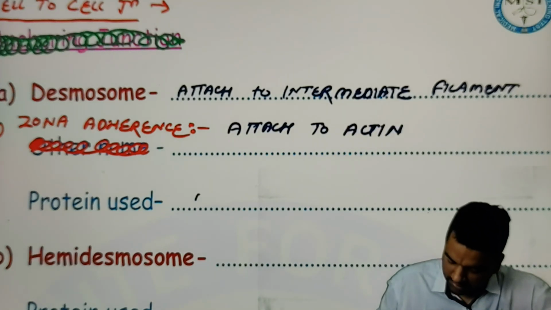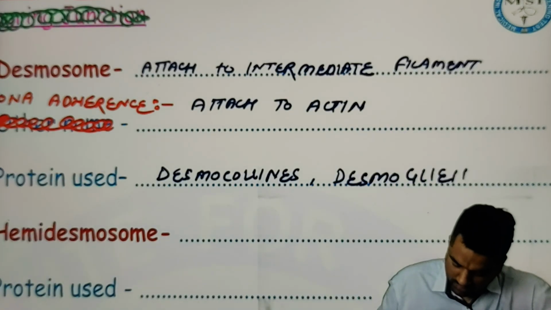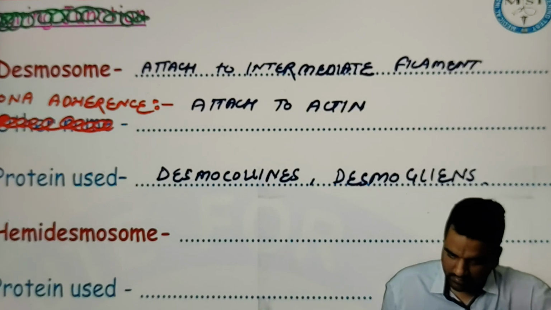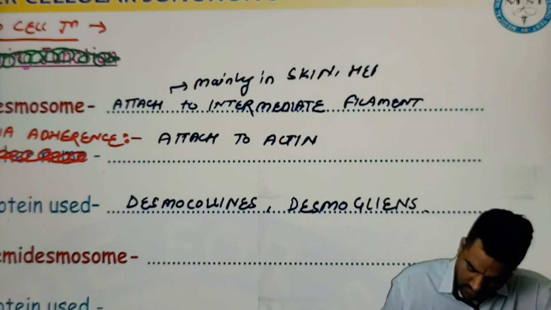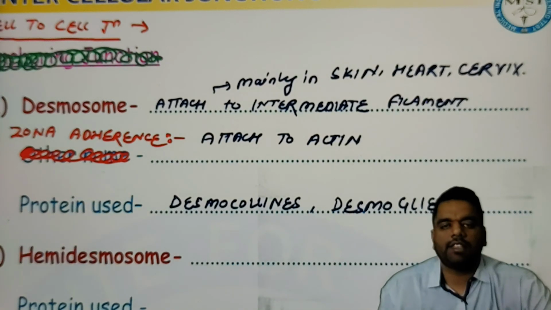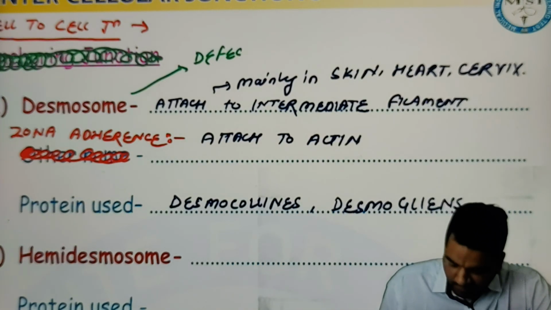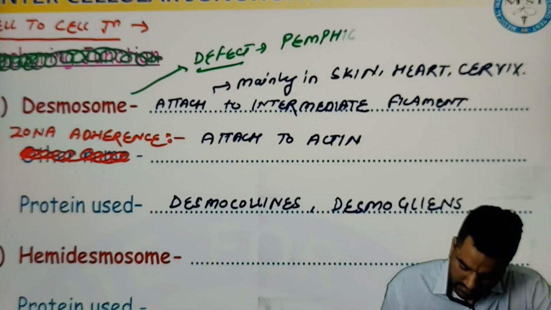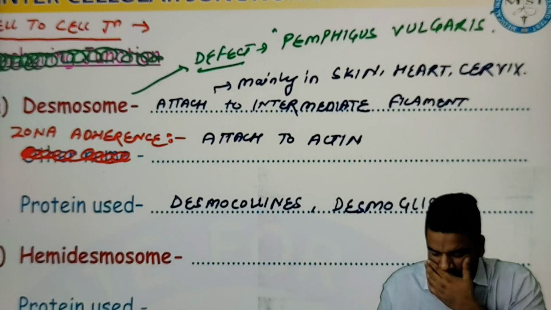It attaches to actin, and the proteins used are desmocollins and desmogleins. This desmosome is mainly found in skin, heart, and cervix. So if it is present mainly in skin, if this protein or this cement is going to be defective, this can show you some abnormality or pathological condition in the skin. So guys, remember, if desmosome gets defective, this condition we call pemphigus vulgaris. So this can lead to pemphigus vulgaris.